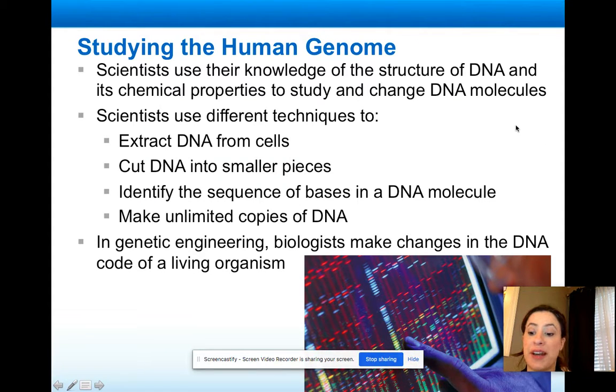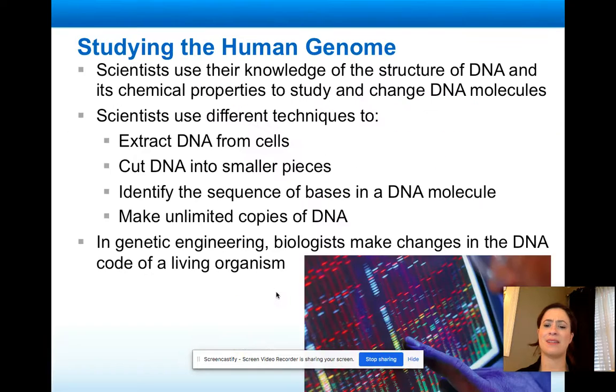We have so much DNA that, depending on font size, if you typed out all the A's, G's, C's, and T's from you, you would get thousands of books with thousands of pages. And that's how much information is in your DNA. So scientists can use different techniques to extract DNA from cells, cut DNA into pieces, identify the sequence of bases in DNA, and make copies of DNA. And in genetic engineering, biologists make changes in the DNA code of a living organism.